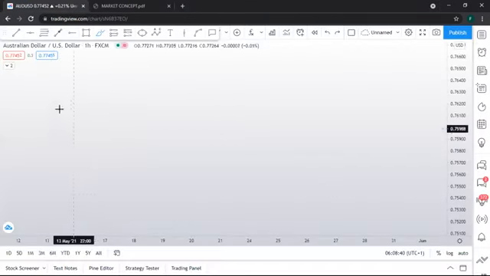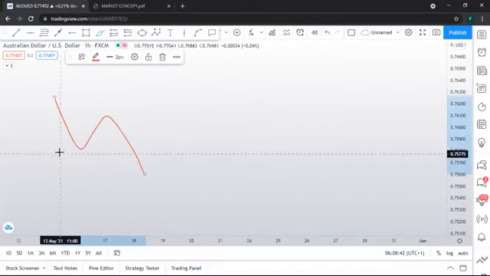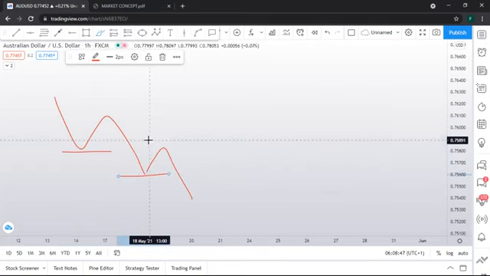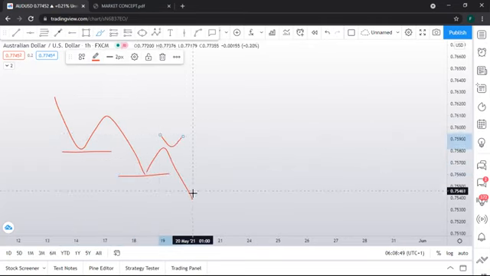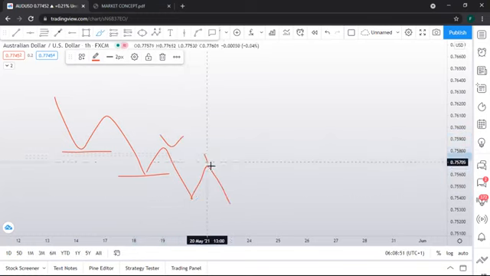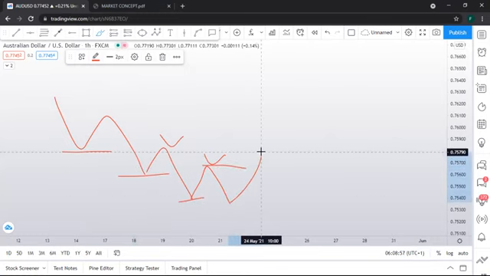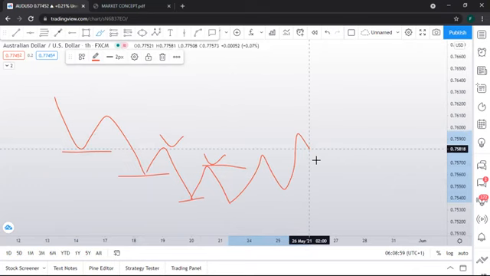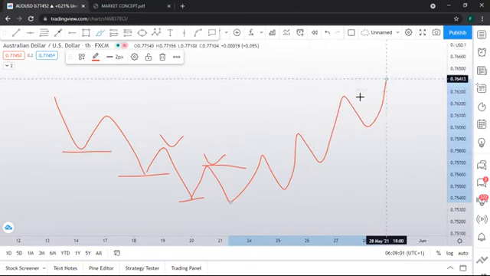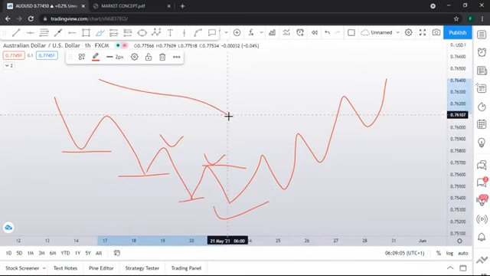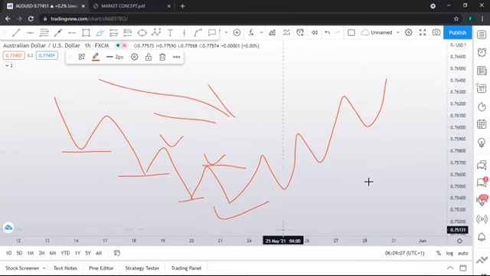It simply means that the market is bearish. The market keeps breaking the lows while failing to break the highs. Eventually, when it breaks the highs, we should be expecting a bullish market structure, which is a reversal.